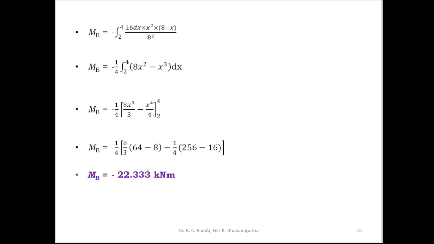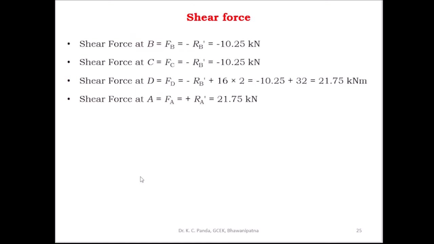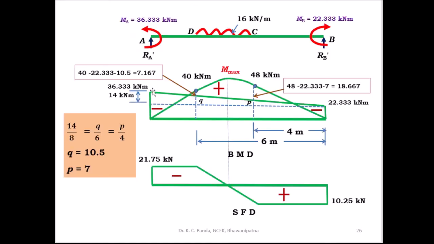Then after knowing these moments, you can draw the combined bending moment diagram. This is 36.333 and this is 22.333 kilonewton meter. This is the negative bending moment diagram, the fixed BMD, and this is the free bending moment diagram. You have to combine these two diagrams, positive and negative. So this portion cancels; this is negative, this is positive and this is negative. This is the combined bending moment diagram. This point is a point of contraflexure and this point is also a point of contraflexure.